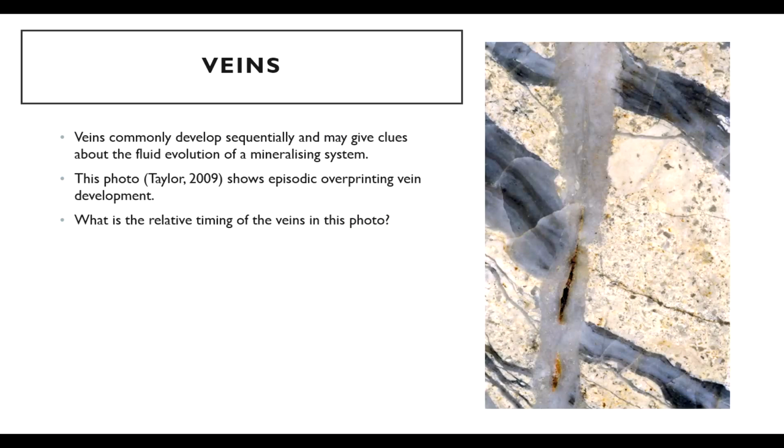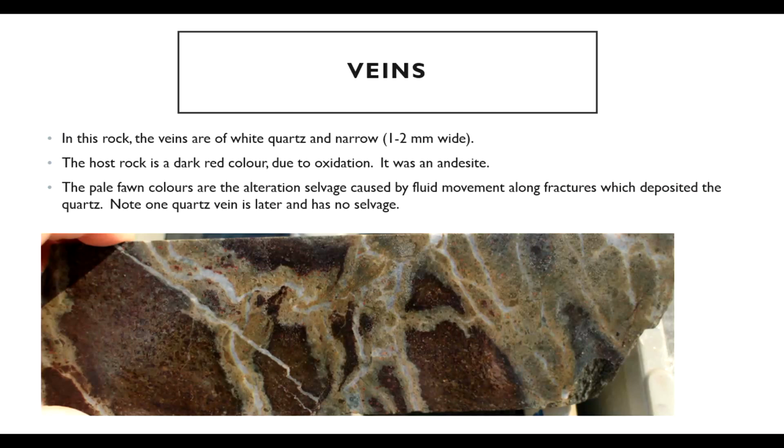Here's just a different example. There's a different timing relationship, like a fault. This one's offset this earlier vein by a later vein that's cut across it. So you guys are working through that stuff anyway. Just variations on a theme here.